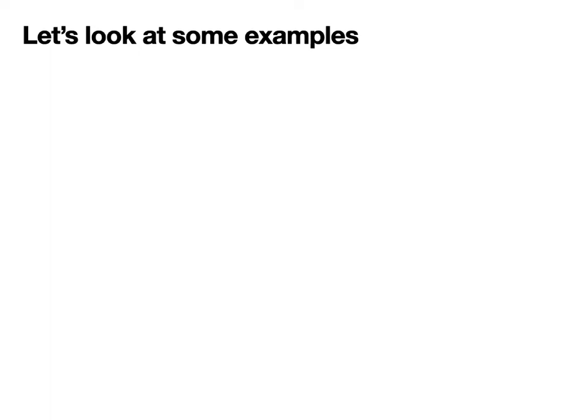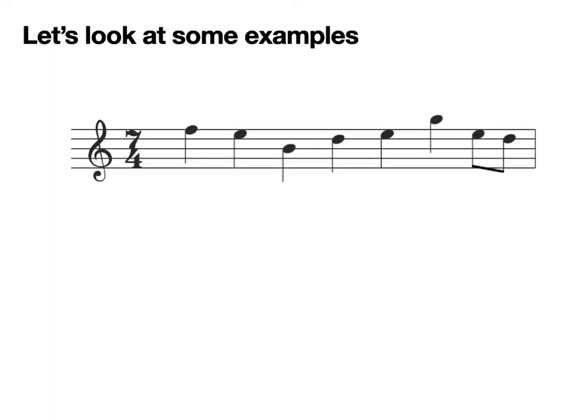So here is another example. Here we have a 7/4 time signature. 7/4 meaning there are 7 crotchet beats in a bar. So there we have a 7/4 melody. But again, we don't want to be counting 1, 2, 3, 4, 5, 6, 7 every single bar of our piece.